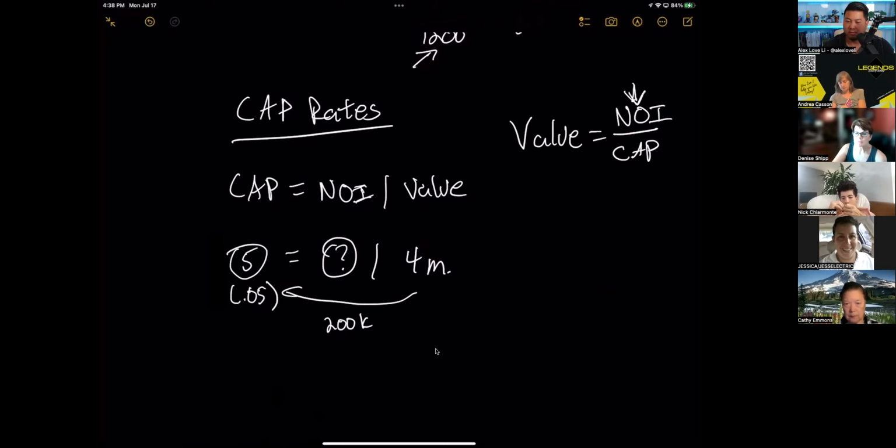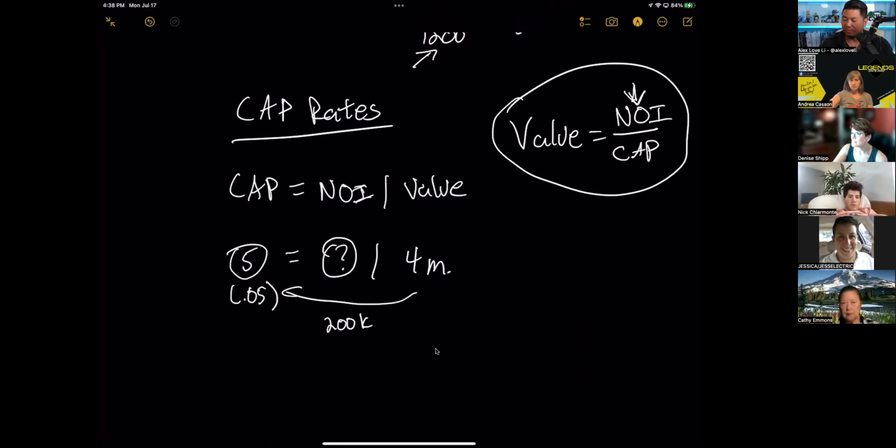Rule of thumb, if your cap rate is lower than the interest rate at which you're getting in, you will probably be negative cash flowing. Okay, most likely. Unless you put a big down payment, then it would be different. So we have your cap rate. This is the formula I want everyone to remember. Value equals NOI divided by cap rate.